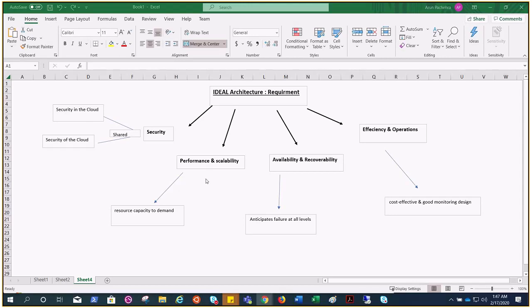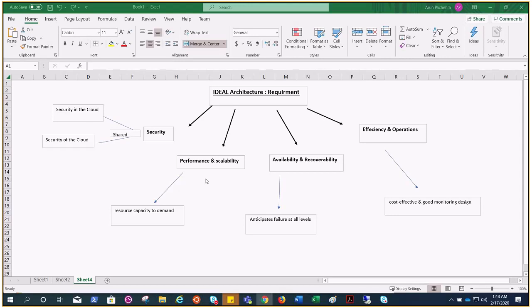Well, as I have marked here, it's resource capacity to demand. If you're moving to the cloud and you're paying a lot of money, but your machine's infrastructure is not performing, it doesn't make any sense. So what you have to do is create infrastructure which is highly performant, and if required it would scale out and scale in as per the demand, right? So for an architecture to perform well and be scalable, it should properly match resource capacity to demand.